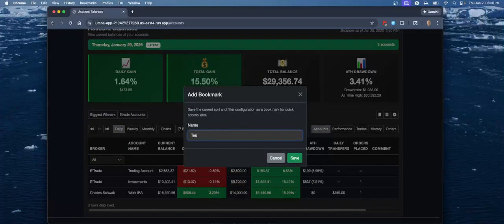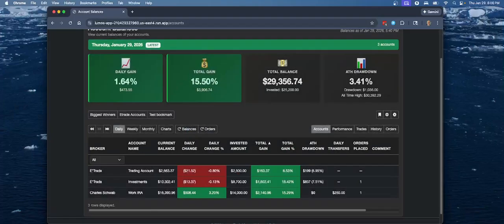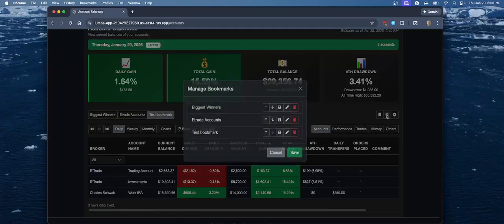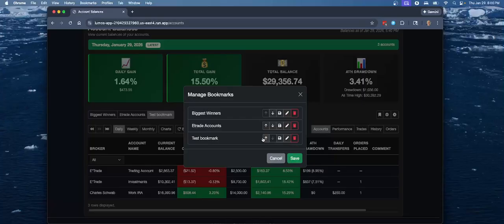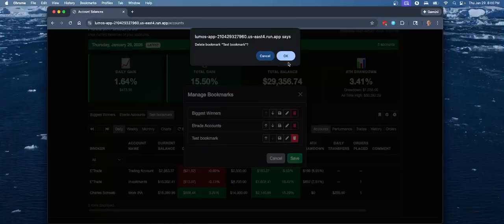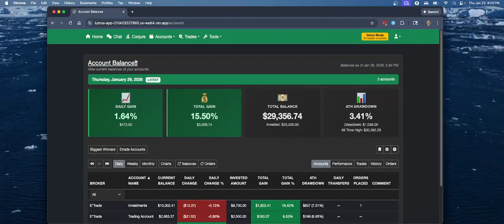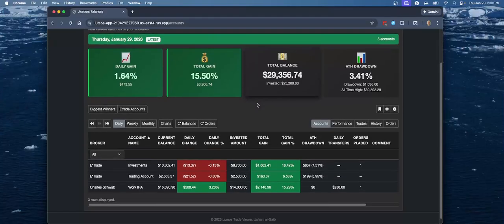But you can save any view here and actually hit a bookmark. So you can say like test bookmark, and it will save that view, and you can come back to it anytime. This works on all the pages. You can manage it, you can delete it, you can move it up, you can move it down, you can update it, and so forth. If you want to reset the view, you just hit this X and hit reset, or you can go to any page and hit the button at the top.